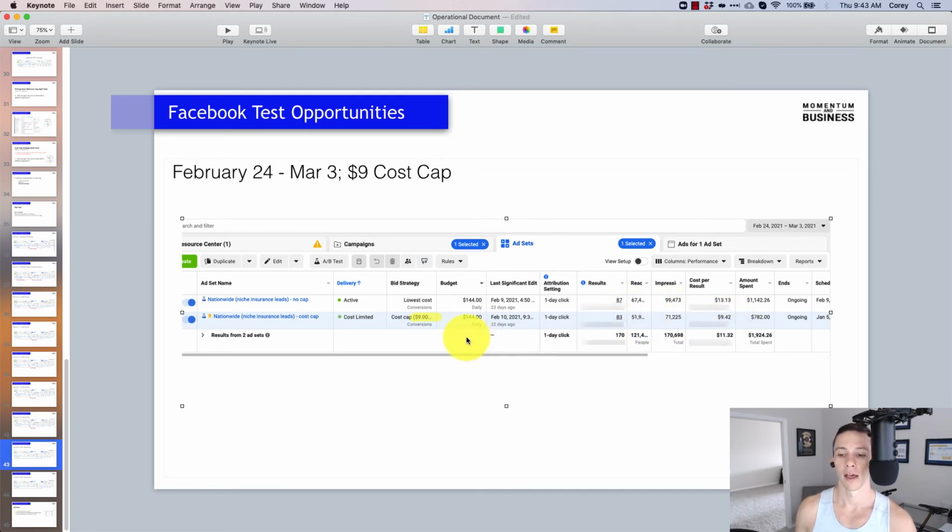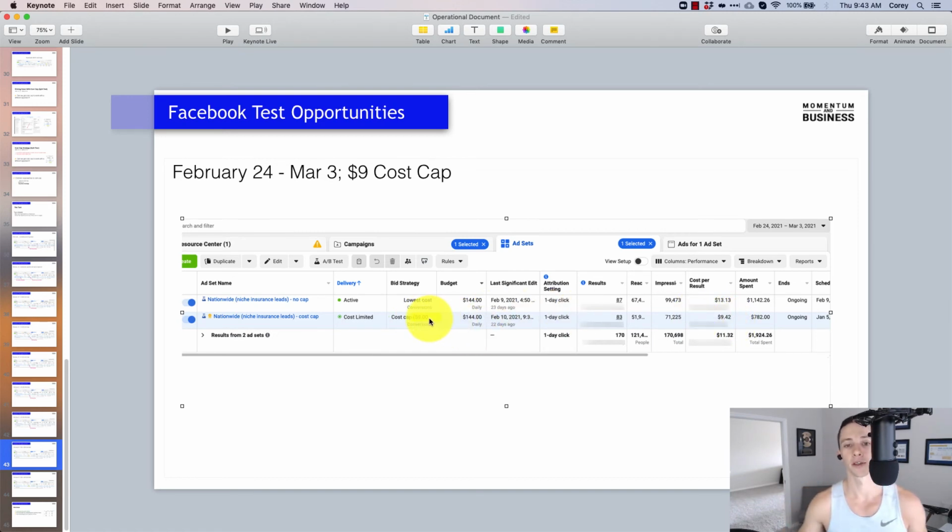That said, if we were to continue to increase this budget here, who knows really what would happen? I shouldn't say who knows what would happen. It's hard to say. What we know it's going to do is keep the cost per result about the same, $9.42. So it wasn't exactly $9, it was 42 cents above it, but that's still fine for me. But if we were to continue running this, and let's just say increase the budget to $1,000 per day, it would still perform right around that cost cap.